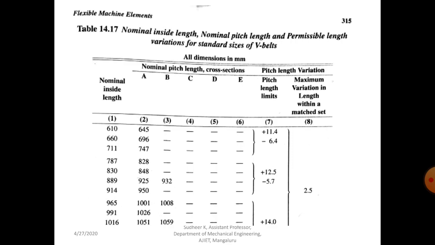So you can see one of the important tables to find the standard pitch length. So whatever values they have mentioned here are the nominal pitch lengths for different cross sections. So now the cross section of the belt is C, so you have to see only the C column, that is column number 4. So that you will get from page number 315, table 14.17. So how to select? Always select the nearest value to the value we calculated.